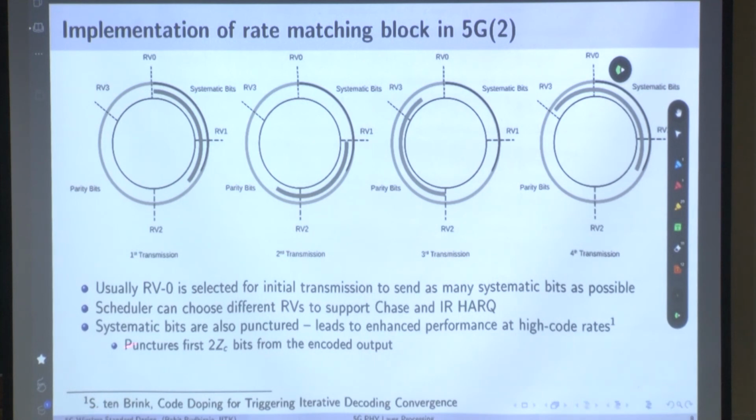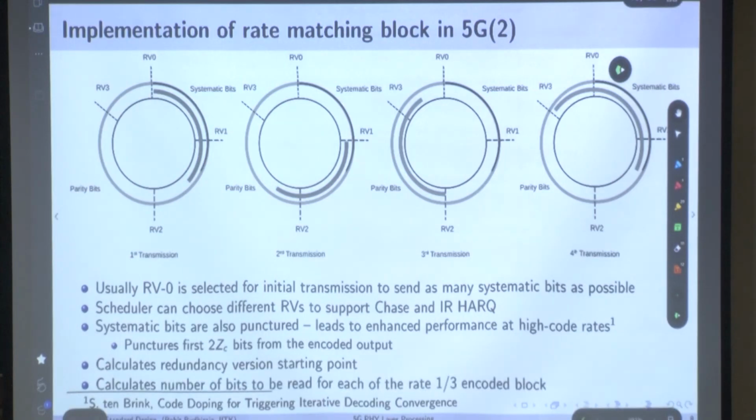So how many bits does it puncture? It punctures 2 ZC bits from the encoded output of the message bits. What I am saying here is that RV0 will not begin from the beginning, it will begin with an offset. And then the rate matching module also calculates the redundancy version starting point, because who tells you this RV0, RV1? That's also a part of the rate matching module. I'll give you that formula at the end of this class.